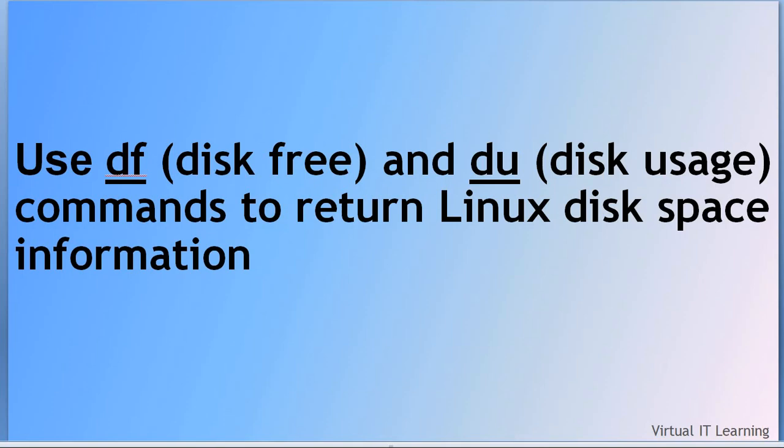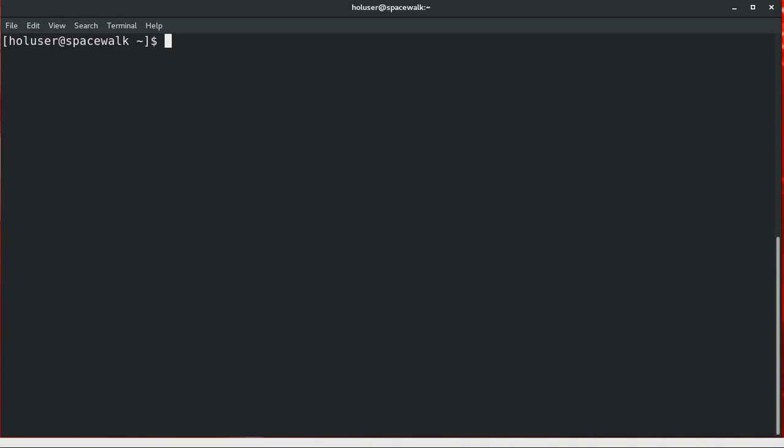We use the df command, which stands for disk free, and the du command, which stands for disk usage, to return Linux disk space information. These commands show the disk usage information about all the mounted file systems and at files or directories level. Let's have a walkthrough of using both commands in Linux.